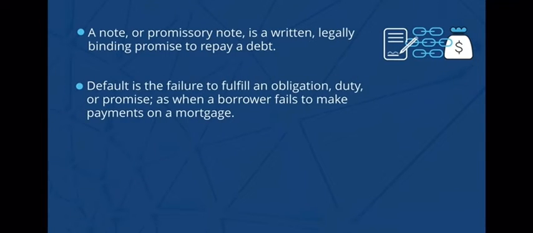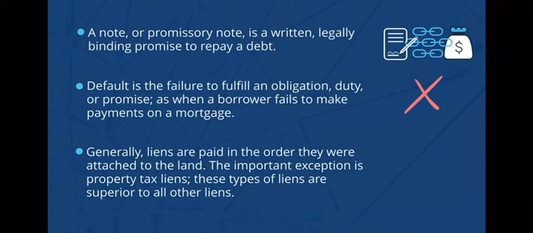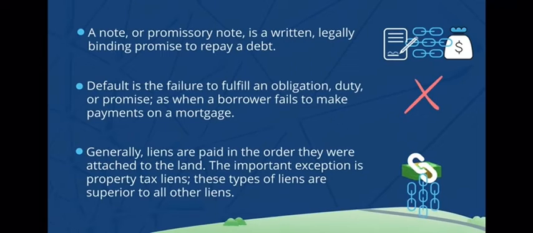Default is the failure to fulfill an obligation, duty, or promise, as when a borrower fails to make payments on a mortgage. Generally, liens are paid in the order they were attached to the land. The important exception is a property tax lien. These types of liens are superior to all other liens.